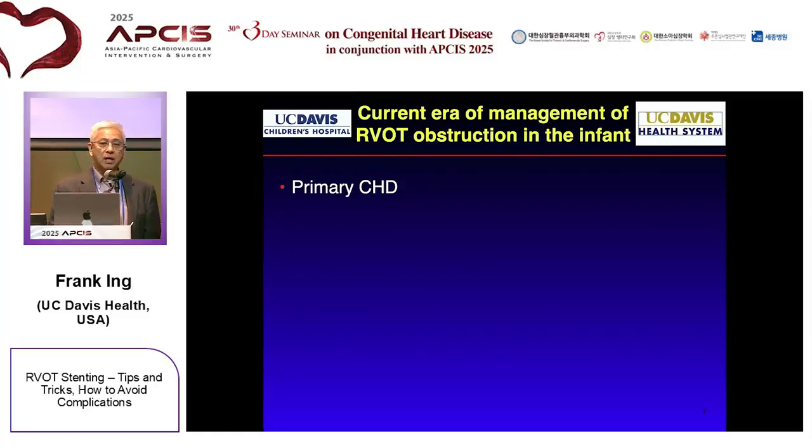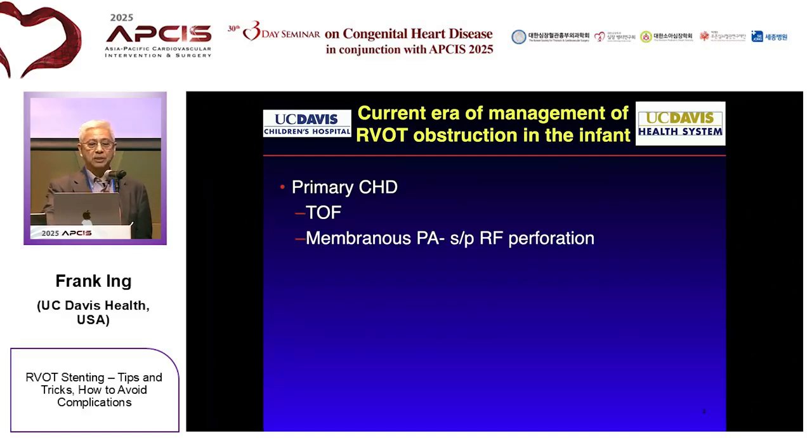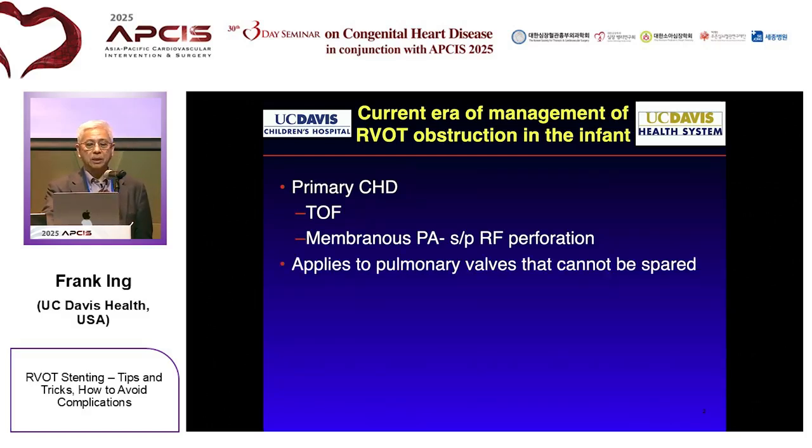Now, I'm specifically talking about the RVOT stent in the infant and not the RVOT stent in preparation for a transcatheter valve. So this is infant. Basically, in the primary congenital disease, we're mostly talking about the tetralogy of Fallot and the pulmonary atresias after you've perforated the valve. This applies to those where the surgeons feel, or we feel, that the valve cannot be spared, right? Of course, if you can spare it, you'd rather not stent across the valve.